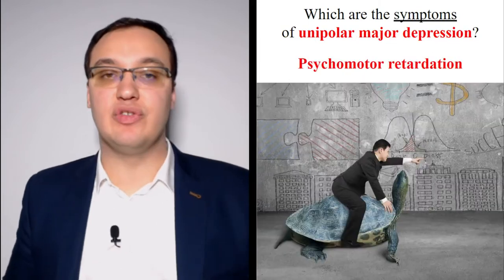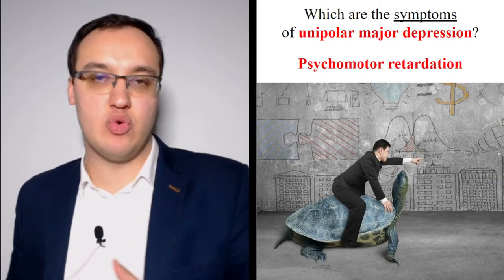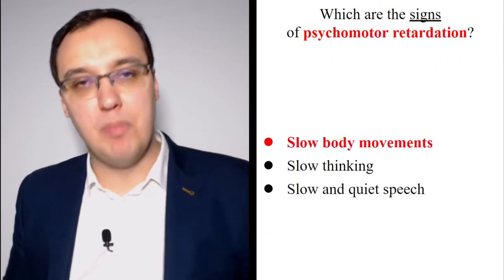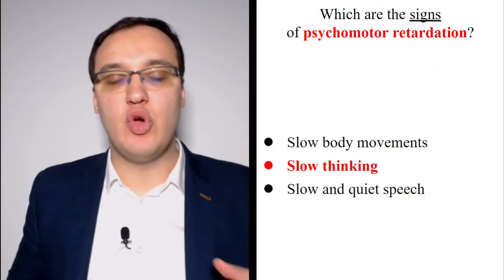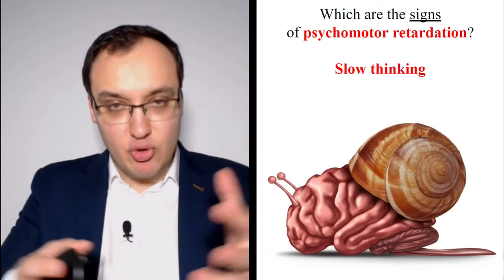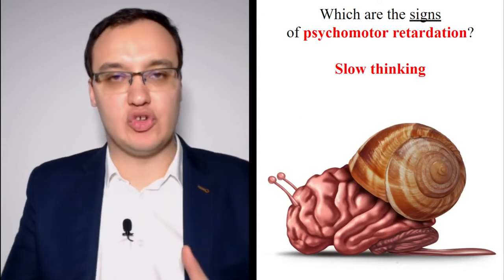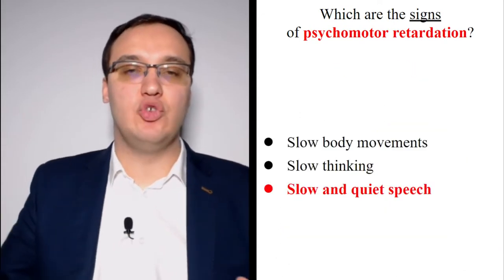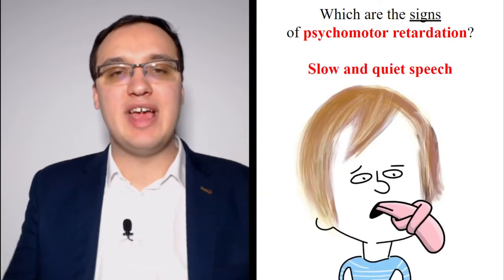Psychomotor retardation, on the other hand, is the opposite. You're too slow. You have slow body movements. You're thinking too slowly, the same as the processing information. Your memory is bad. You're slow and quiet when you speak.